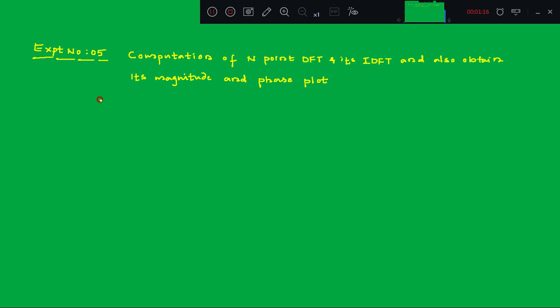So for any N point input sequence, let's say my x of n is the N point discrete time sequence, it could be a sequence of any length, right? So if I take x of n equal to 1, 2, 3, 4, this is my discrete time sequence, and for this sequence I have to find its DFT. So the DFT of this sequence is given by what?